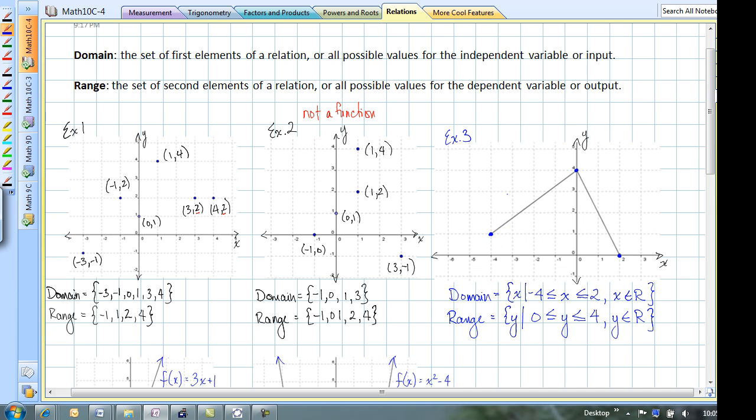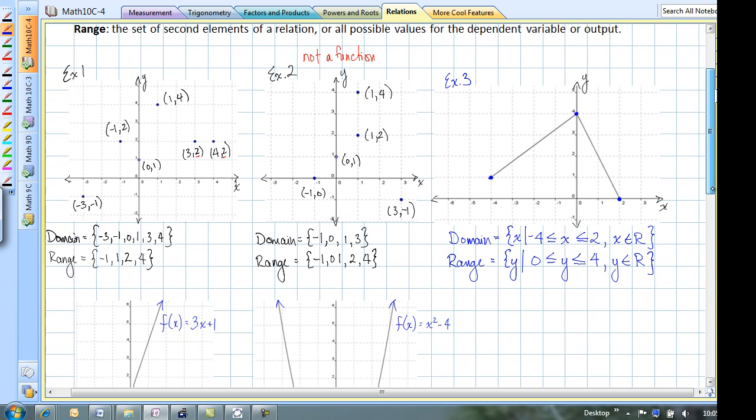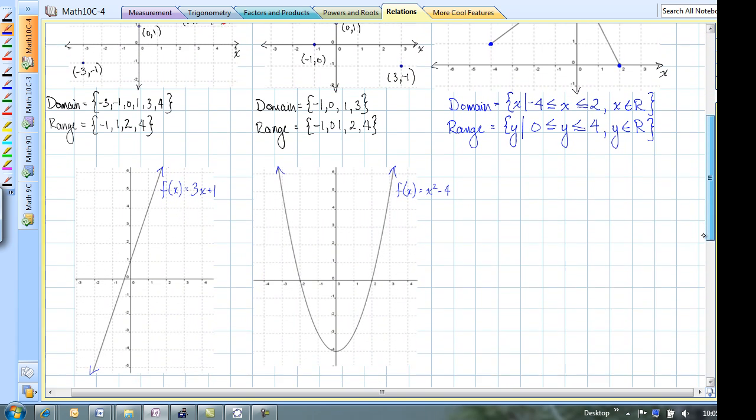The other thing that we can see is the vertical line test. Is there any point where I can draw a vertical line through that graph where it will intersect at more than one point? And since the answer is no, it is in fact a function.